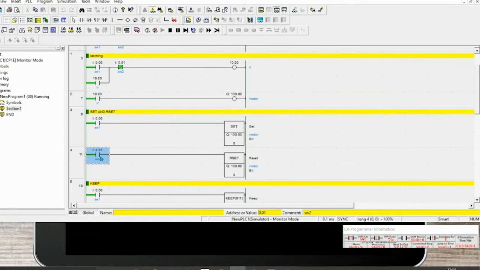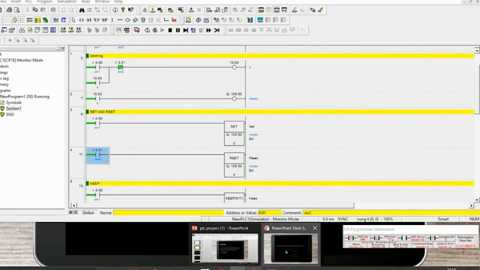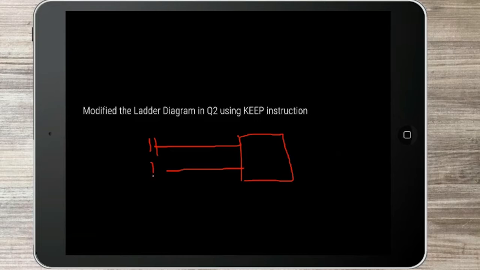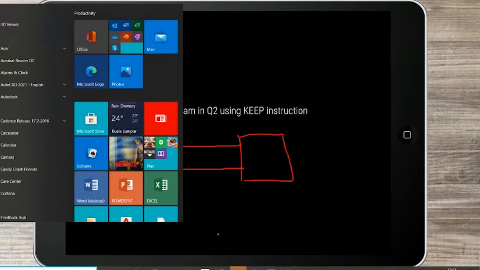Okay. Untuk konsep seterusnya, kita pergi pula kepada keep. Untuk senang faham, keep, reset dan set adalah benda yang sama. Cuma keep ini menggunakan satu blok saja, di mana di dalam satu blok ini mengandungi dua benda yang sama seperti set dan reset. Dia menggunakan normally open kedua-duanya.